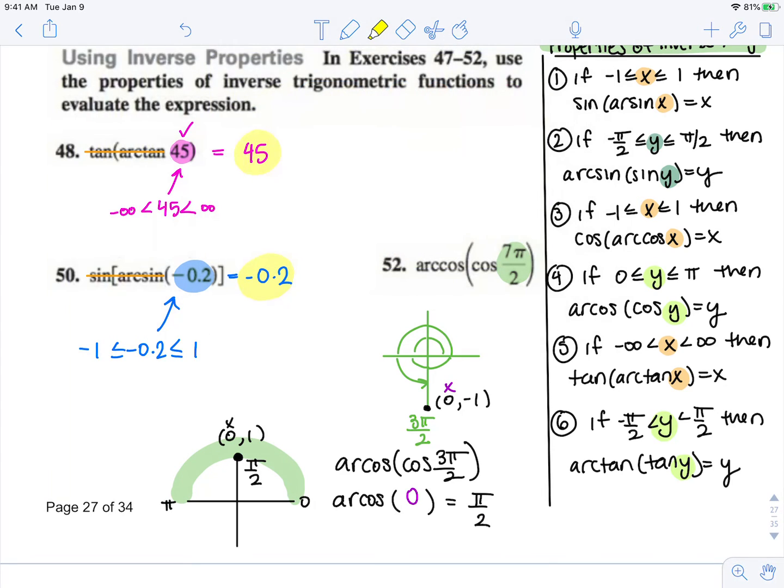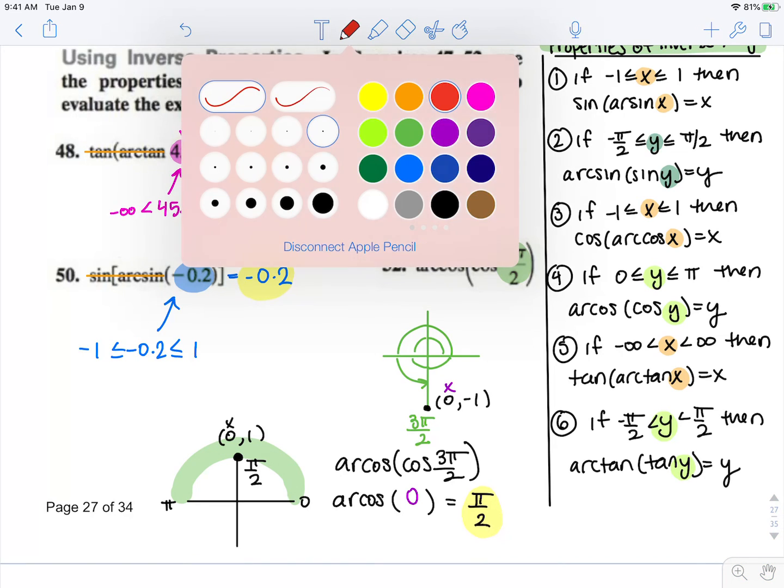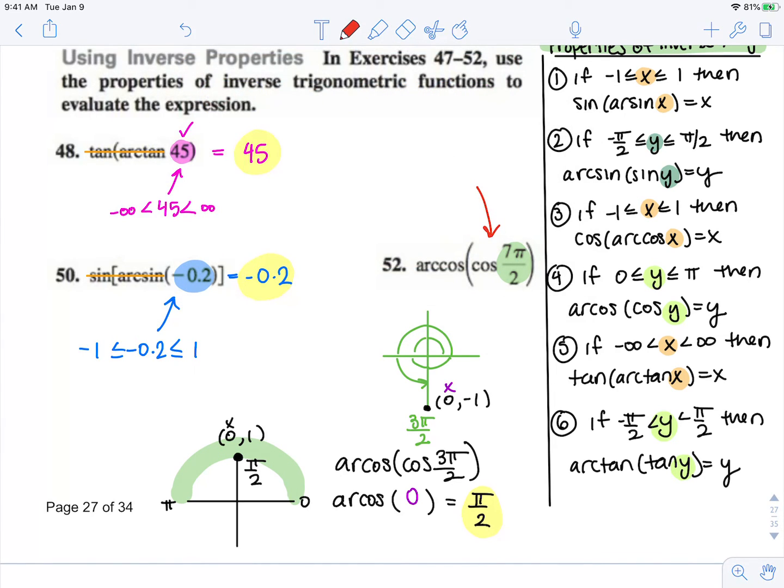So if you can figure out that inner value, you should. So let's make a note. If you can figure out the inner function, do that first. If not, then usually you should be able to just use properties of inverses to cancel them out.